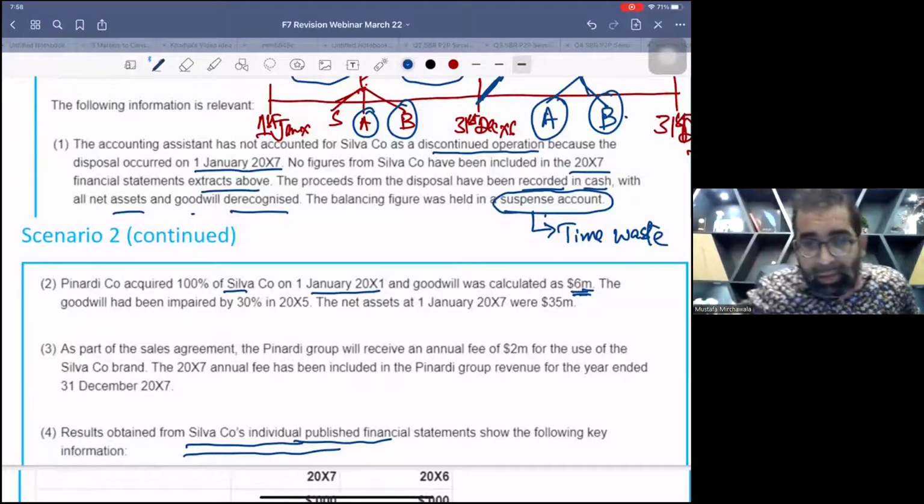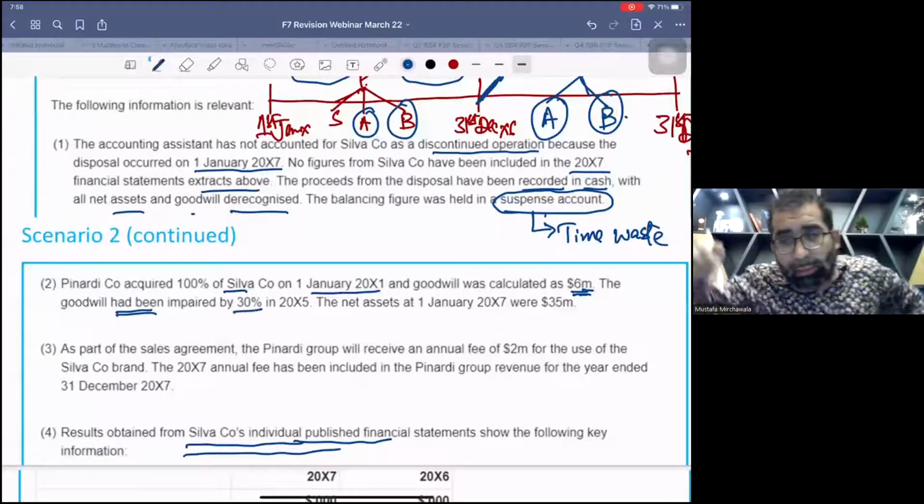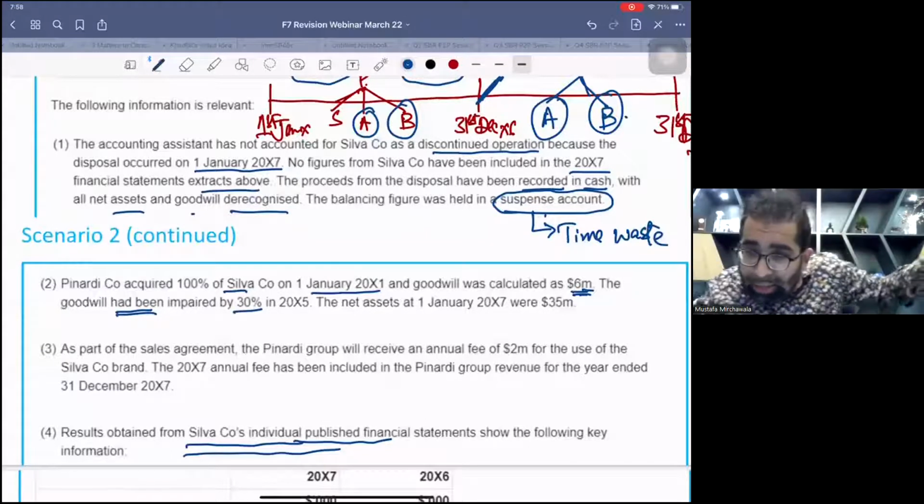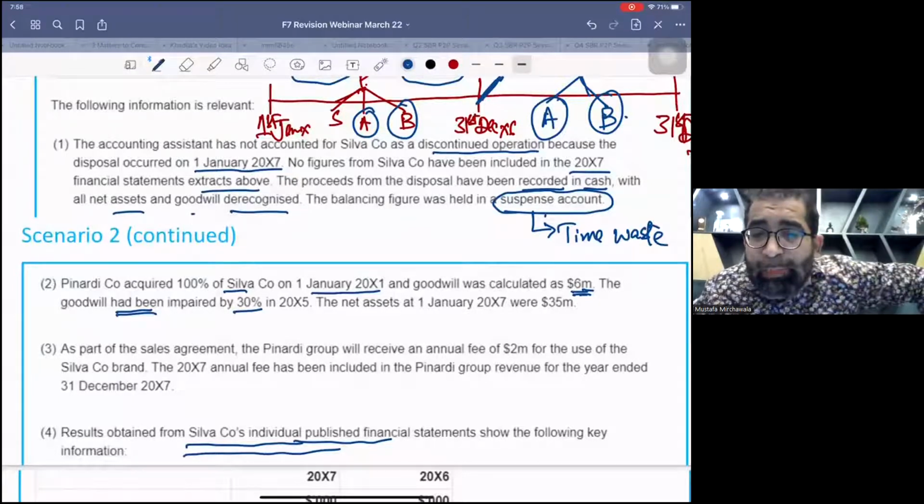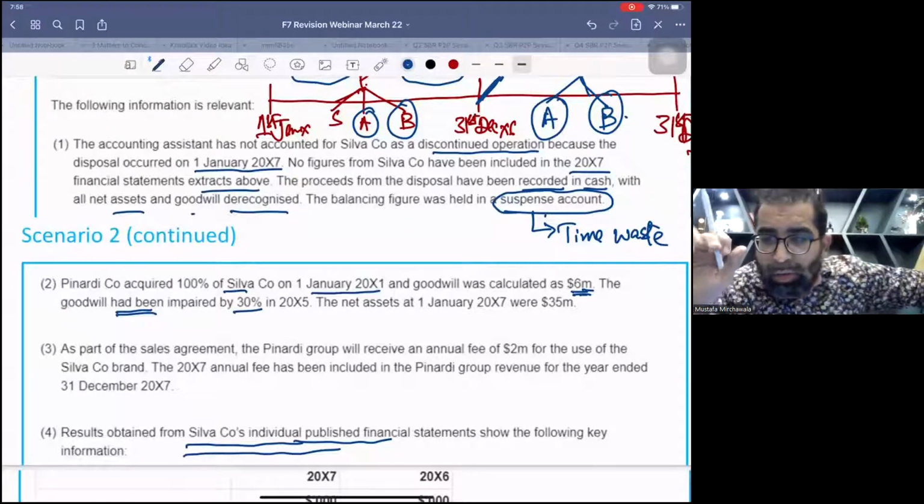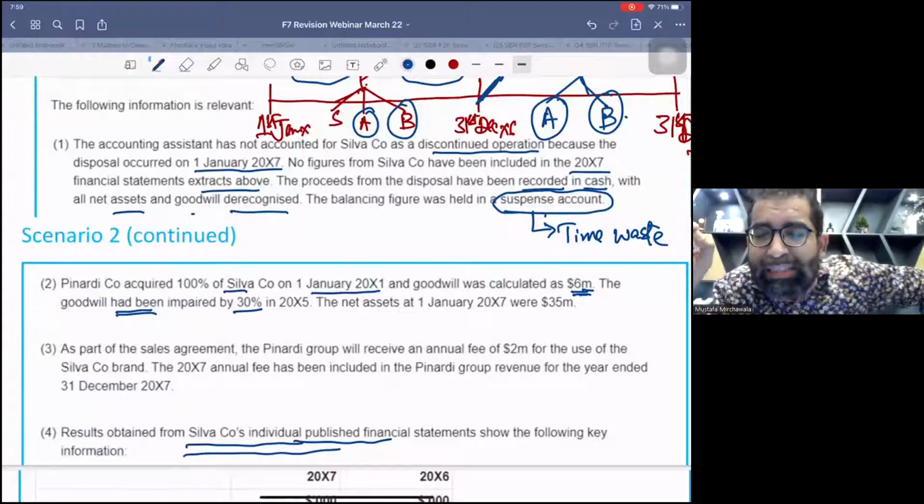At the rate of acquisition, the goodwill had been impaired by 30% in 2005. That means in previous years, goodwill was impaired by 30%. Okay, so use your calculator, be active. 6 million means 6,000 was the original goodwill. 30% has already been impaired. So 6,000 less 30% is 1,800.